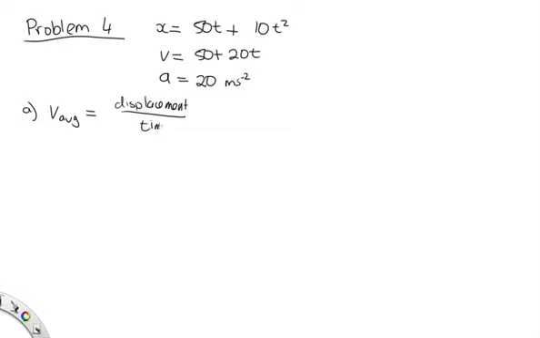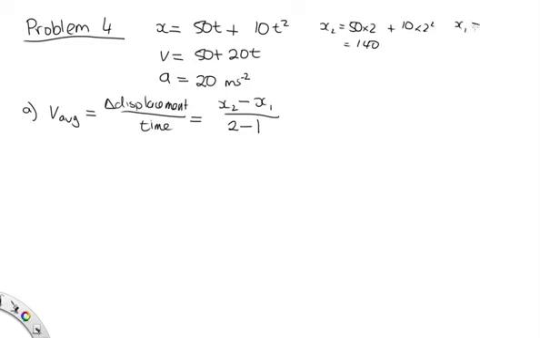Okay, so what we need is the displacement at 2 seconds minus the displacement at 1 second. That will give us the change in the displacement. It should actually say change in displacement over the time, which is the time interval is from 1 to 2 seconds. Okay, so we need to calculate the displacement at 2 seconds and at 1 second. So we just substitute in here. x2 is equal to 50 times 2 plus 10 times 2 squared. So this is 100 plus 40, so this is equal to 140.